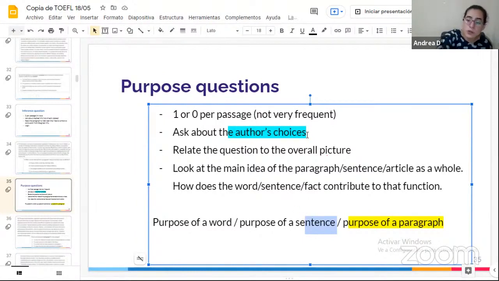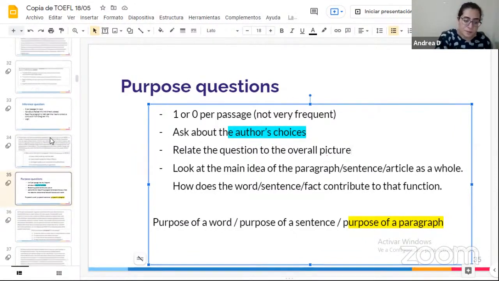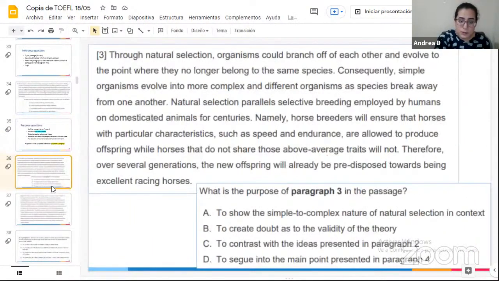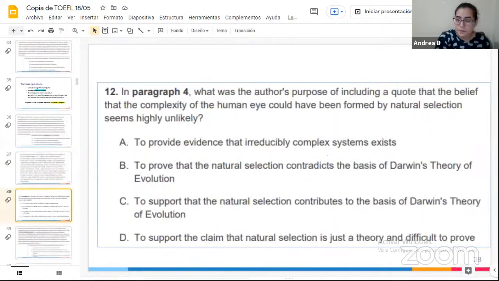They're asking for the author's choices, like you were analyzing literature. So why does the author include this sentence? Or why does the author use this word? Or why does the author talk about this? You need to look for the bigger idea. We're going to see how to answer it. So let's work with this question here.